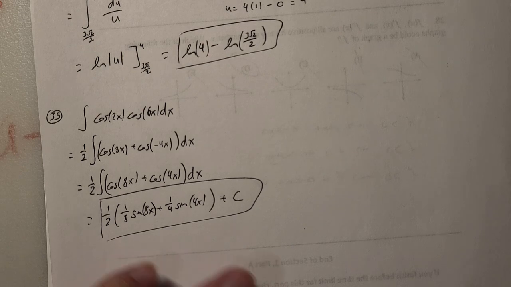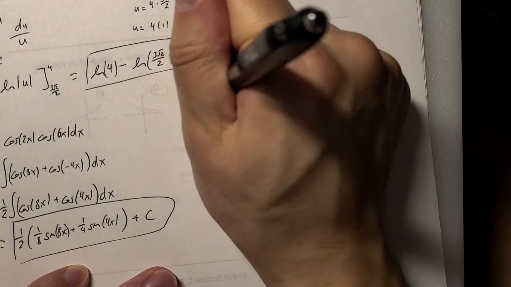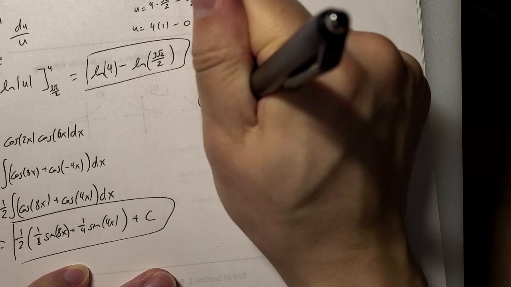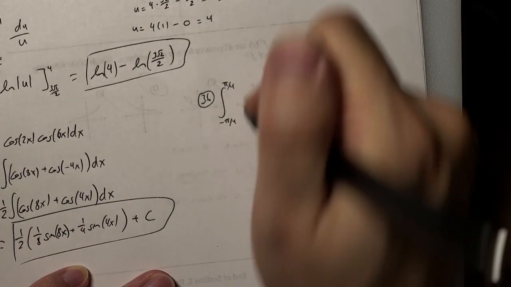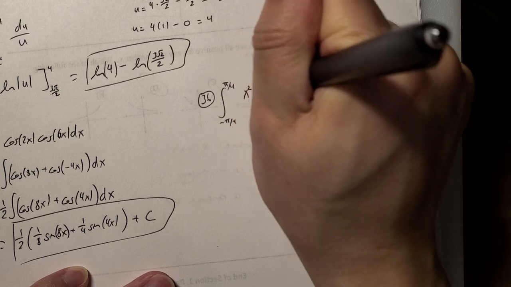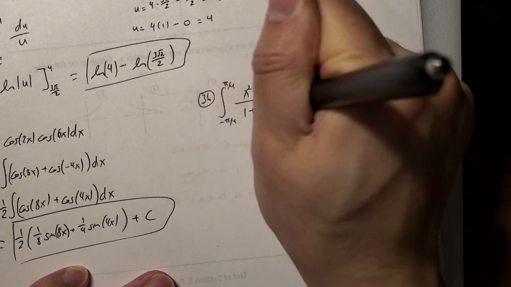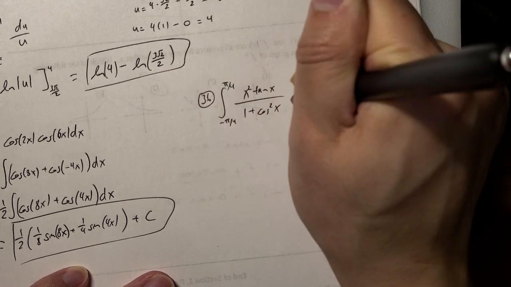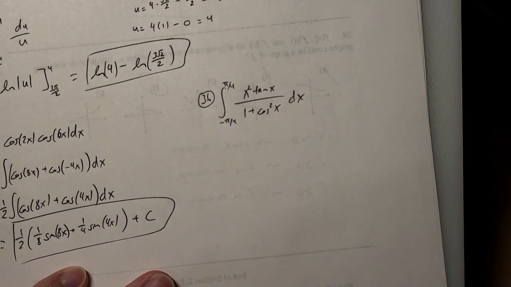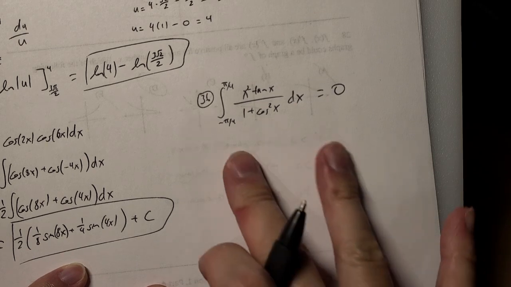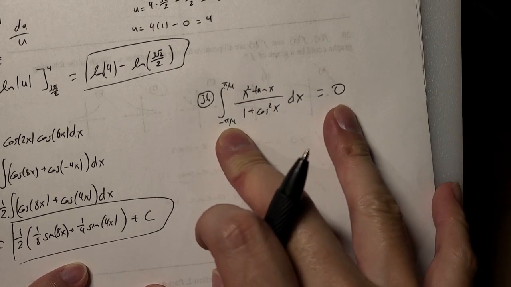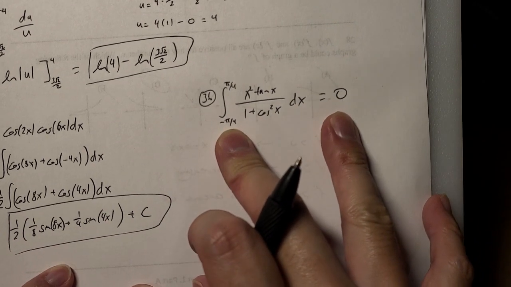Next, this one's actually very easy. Integral from negative pi over 4 to pi over 4 of x squared tangent x over 1 plus cosine squared x dx. How do we solve this? I immediately can tell you this is 0. Hopefully this gives you a clue if you weren't able to solve it before.